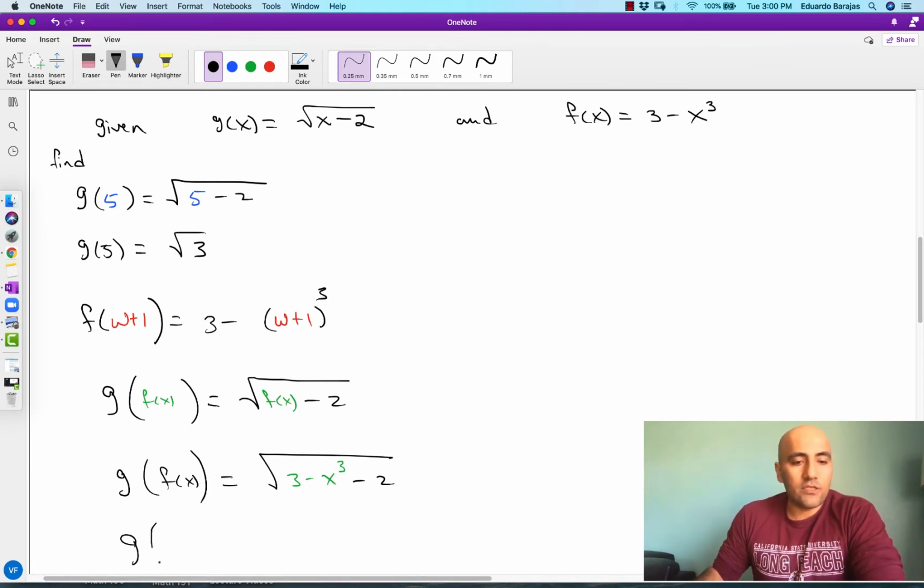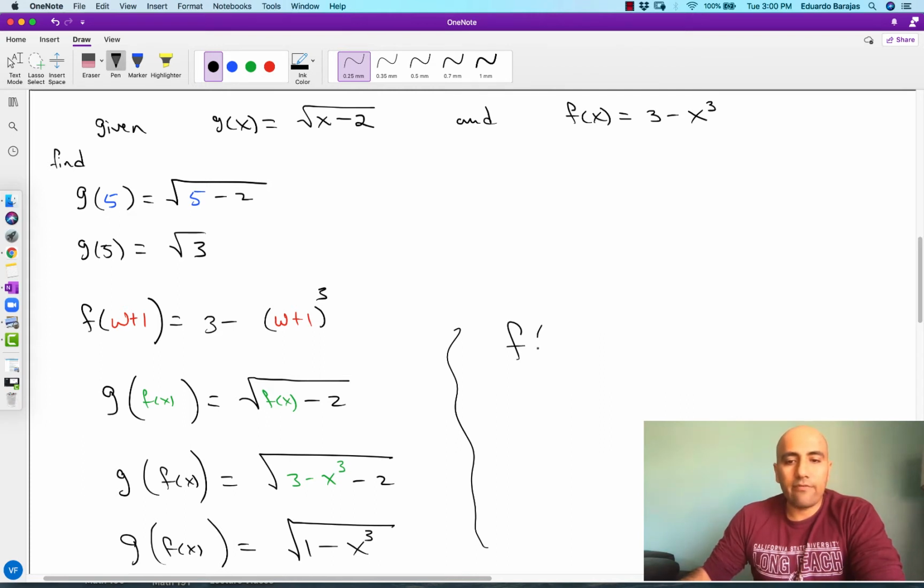And now g of f of x, well, 3 minus 2 is a 1, so this is equal to the square root of 1 minus x cubed inside the root. Okay, likewise, we can do it the other way around. We could say, let's do f evaluated at g of x. And so now if we follow the instructions for the f function, wherever you see an x, we replace it with a g of x.